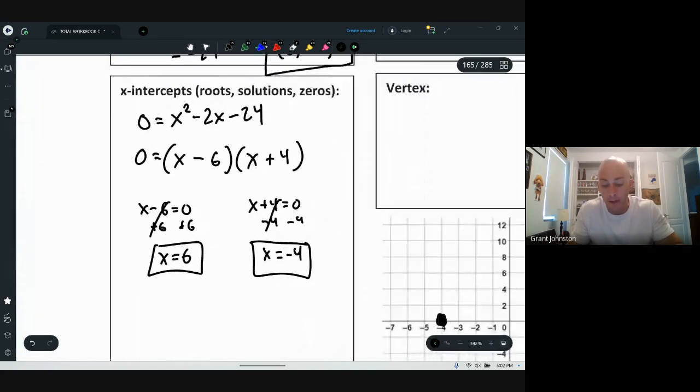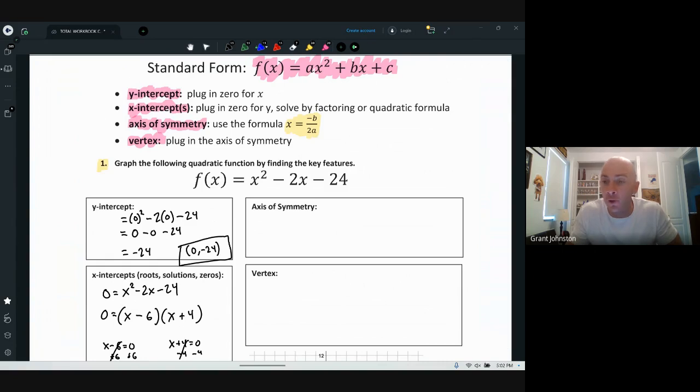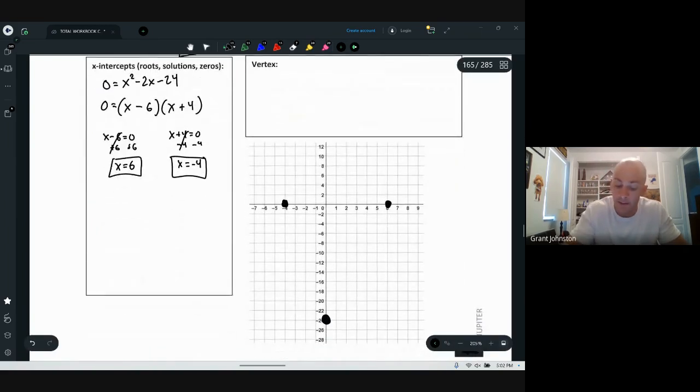The axis of symmetry formula is up here highlighted in yellow, negative b divided by 2a. So x equals negative b. b is negative 2, so it's going to be negative 2 divided by 2 times a. a is 1. So that's going to be 2 times 1 is 2, and 2 divided by 2 is 1. So I know the axis of symmetry is going to be at 1, just like I speculated. So the axis of symmetry is going to be right here.